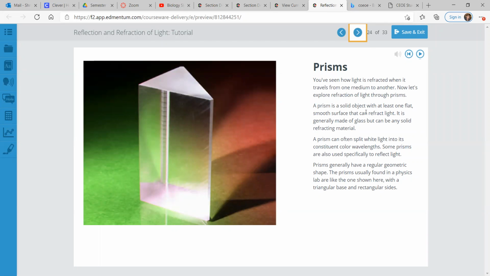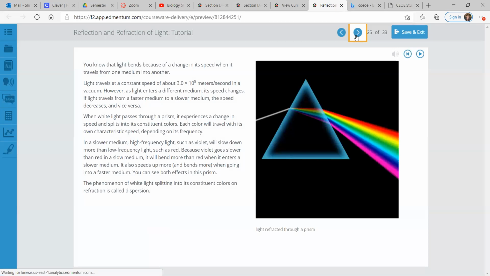Hello, sorry about that, but we are back to talk about prisms. This is the final part of the refraction and reflection of light tutorial. We talked about prisms and how they can diffuse light and spread apart white light.